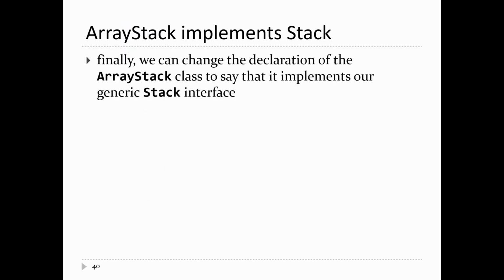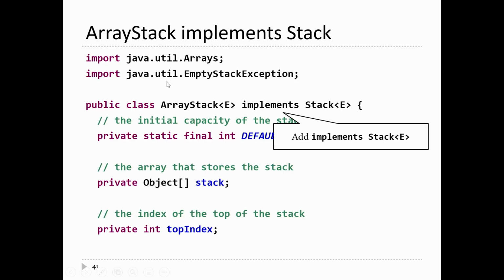Okay, the last thing you have to do is you now want to take your ArrayStack class and convert it so that it's now generic. So now you want to say that it implements the generic stack interface. Our ArrayStack E now implements the Stack E interface. And you've now got a fully generic stack implementation along with a fully generic stack interface.